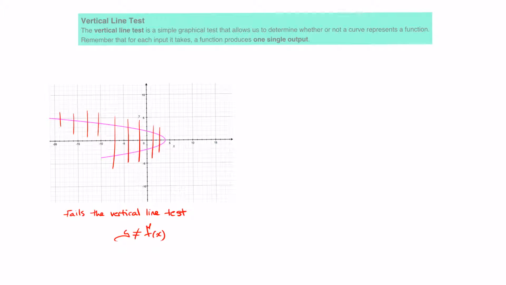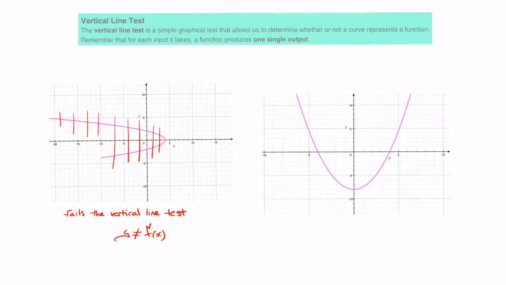Let's look at another example. Let's say we're given this curve, and again we're asked whether or not this curve represents a function. Well, once again, with the vertical line test, we're going to see whether or not we can draw any vertical lines that cut the curve more than once. So, drawing some vertical lines here, we quickly see that no matter where we draw the vertical line, it only cuts the curve in one point. What this means is that this curve passes the vertical line test, and this curve does represent a function.